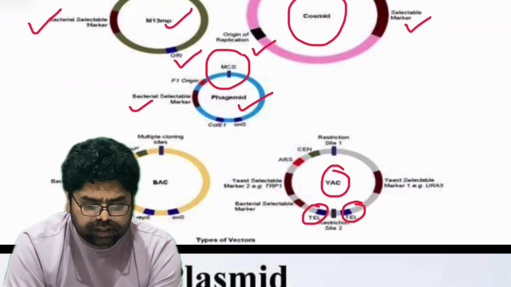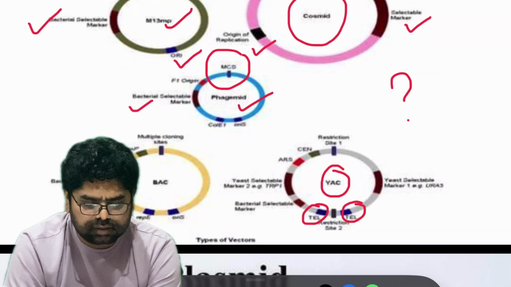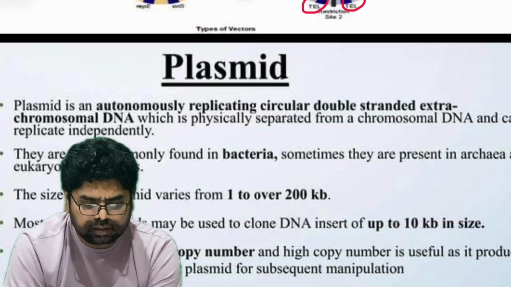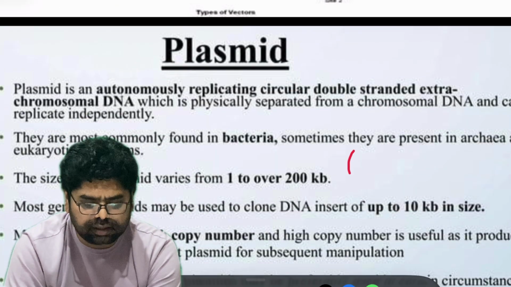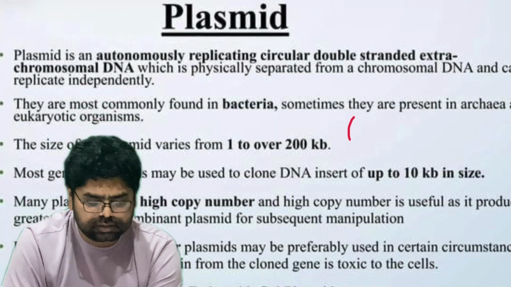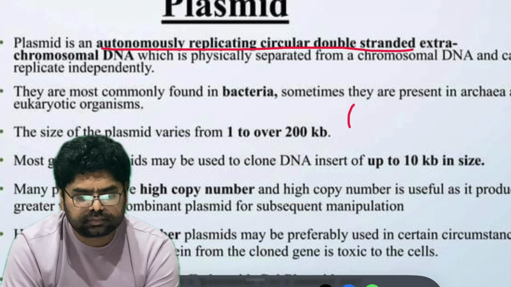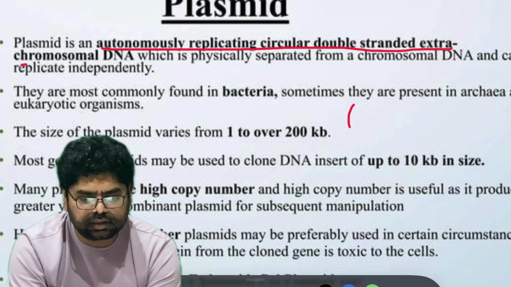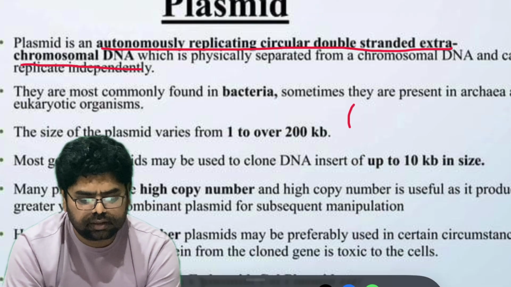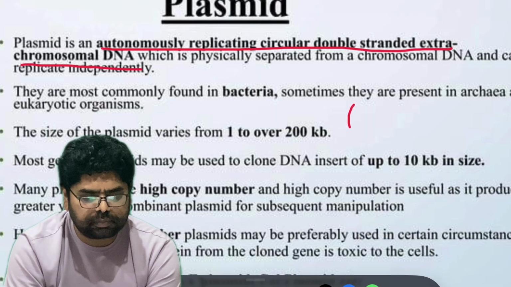Then this is your YAC vector, and this is TEL, this is tail. Now all this we'll see in detail. Don't worry, we'll see all this in detail. So first we'll see what is a plasmid.